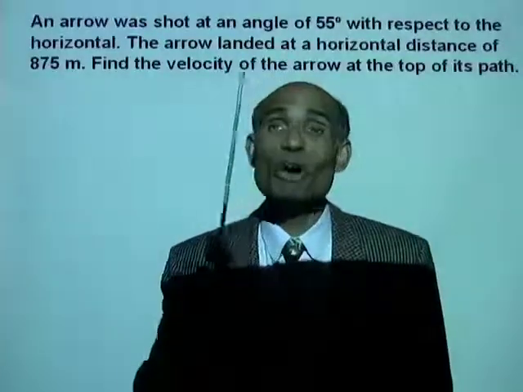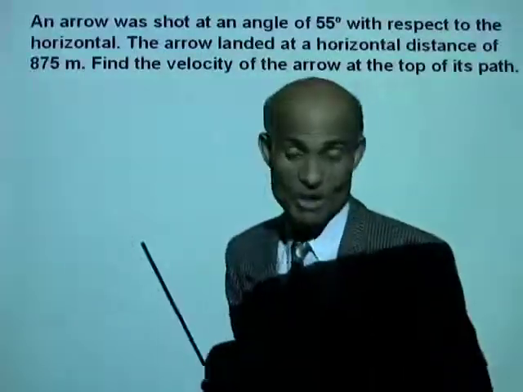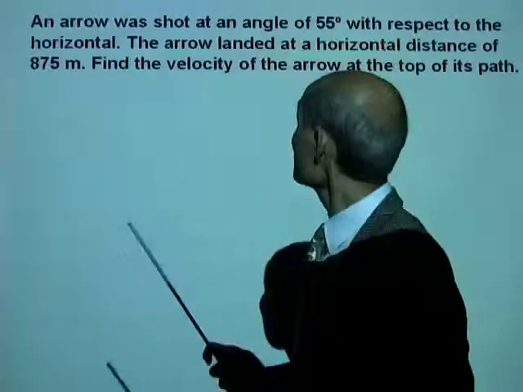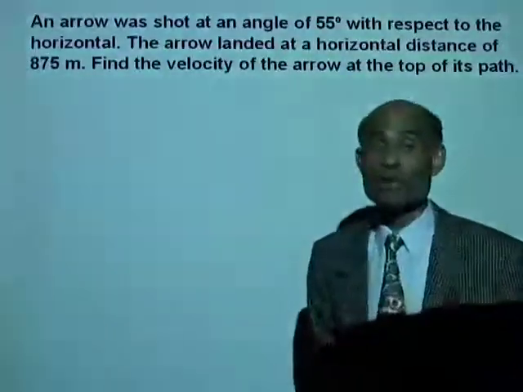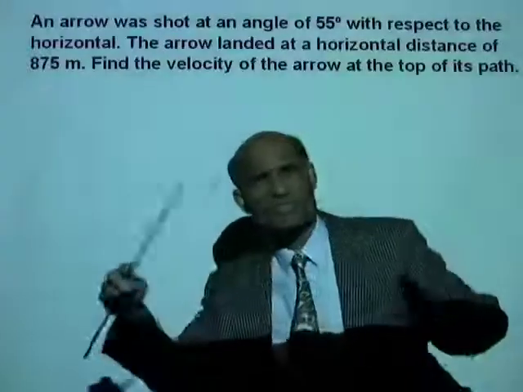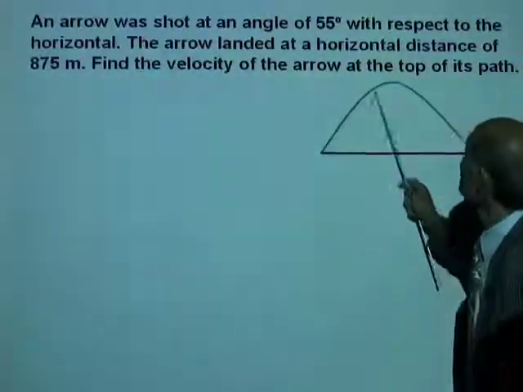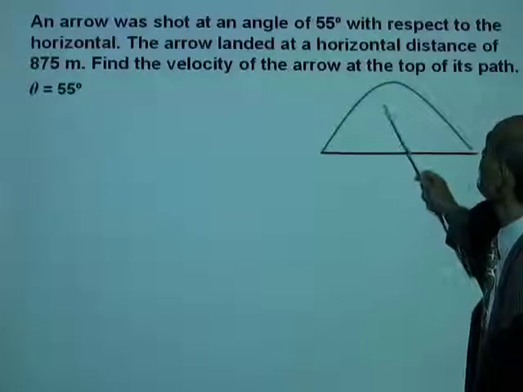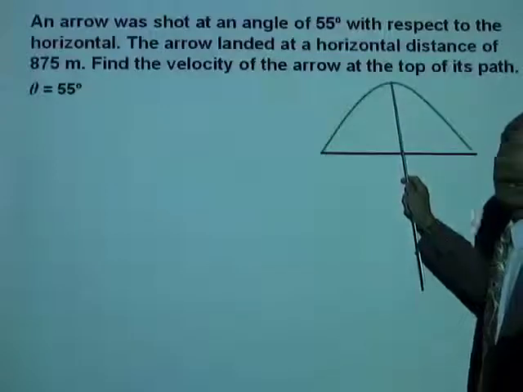The only velocity at the top of the path will be the horizontal component of the velocity. Well, we don't know the velocity of projection, so it is not very easy. So let's find that first. Here is the arrow projected. The arrow goes like this. We need to find the velocity at the maximum height.